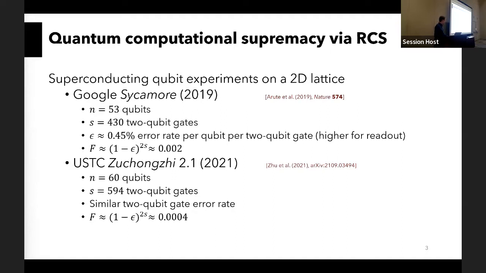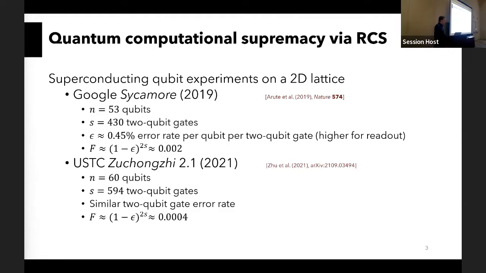So this may seem like a small error rate, but when you total up the overall probability that there were no errors over the course of the entire computation, you end up with a very small number. In their case, it was about 0.2%. And then just last year, there was a larger version of this experiment performed at the University of Science and Technology of China on 60 qubits and nearly 600 gates. And due to the fact that the circuit size was larger, there's just more error channels, the overall fidelity, we're calling this probability of no errors the fidelity, is 0.04%.